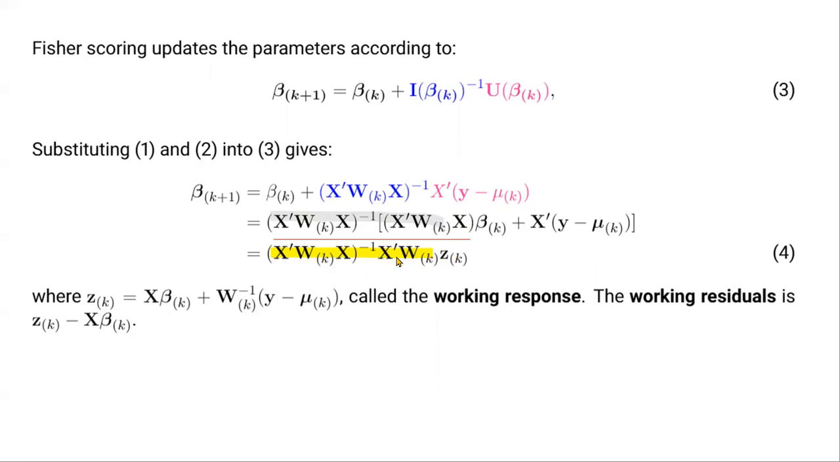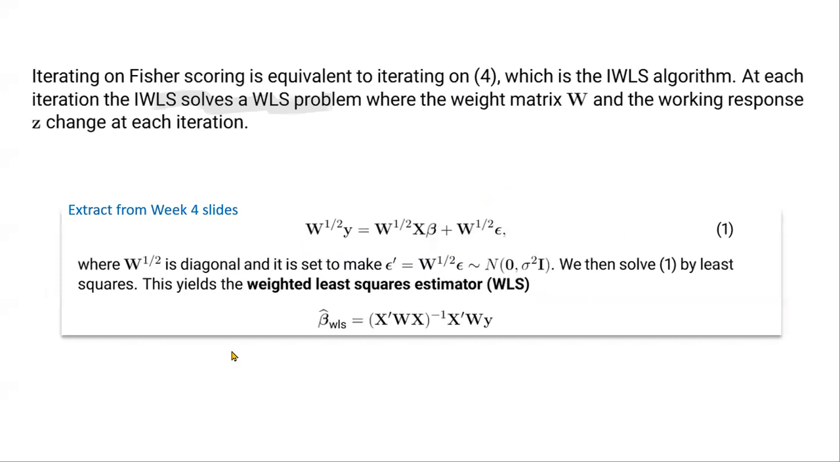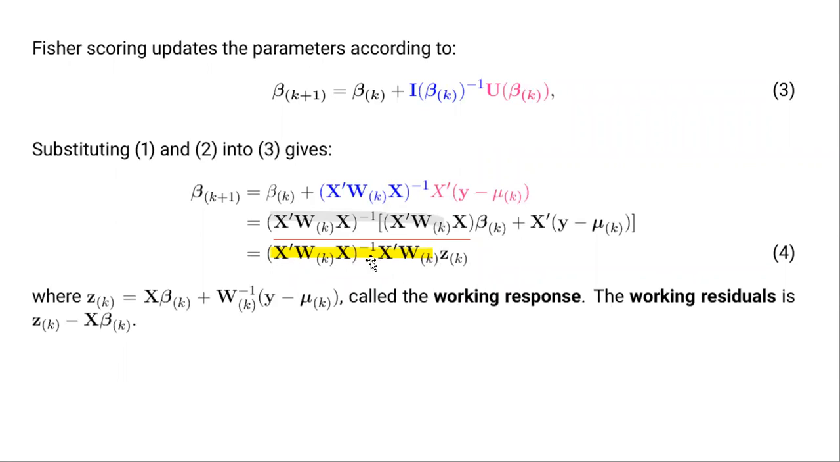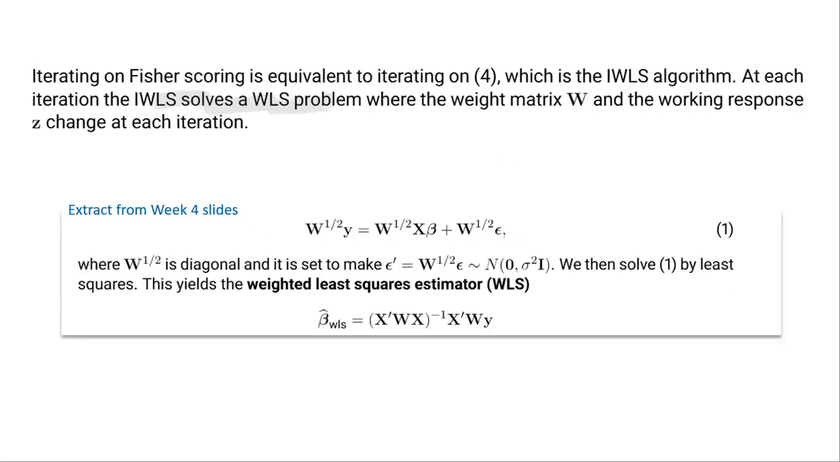Now look at the form of this and think back to weighted least squares. Looking at the week 4 slides on weighted least squares, you can see the same structure. W here are the weights. Instead of Y, we have this working response. Remember, the response variable is another word for the Y variable. And so that means that using the updating equations, we can run it like weighted least squares.